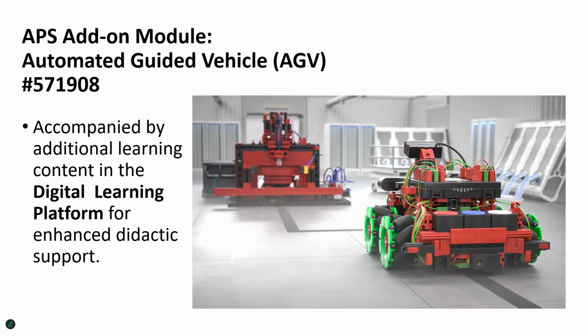Now, like the annealing furnace, the add-on automated guided vehicle also unlocks access to further learning content in the digital learning platform. Both theory modules and additional tasks in the Agile Manufacturing Learning module are made available. And these focus on agile intralogistics, as well as the parallelization and prioritization of production workflow.